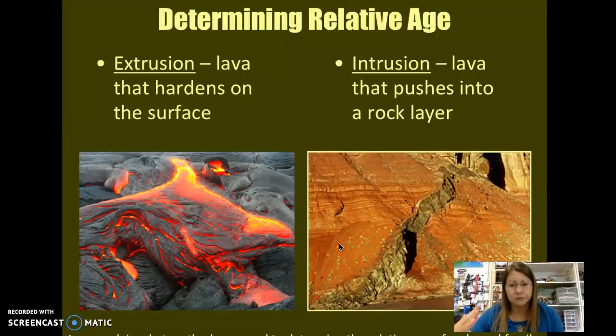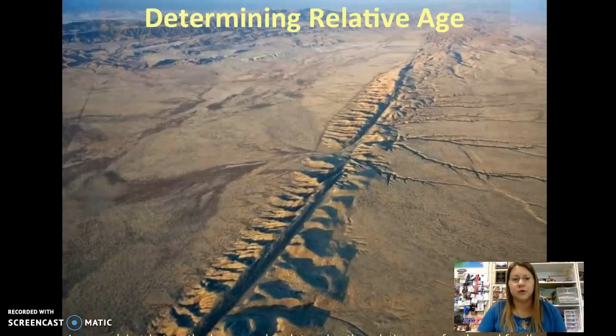Because that lava is not going to just jump up out of the ground and just stand there horizontally. Gravity's going to pull it down if that were to happen. So this rock had to be there first. That rock is going to be older than the intrusion. So the intrusion is always going to be younger than the rock that it cuts through.